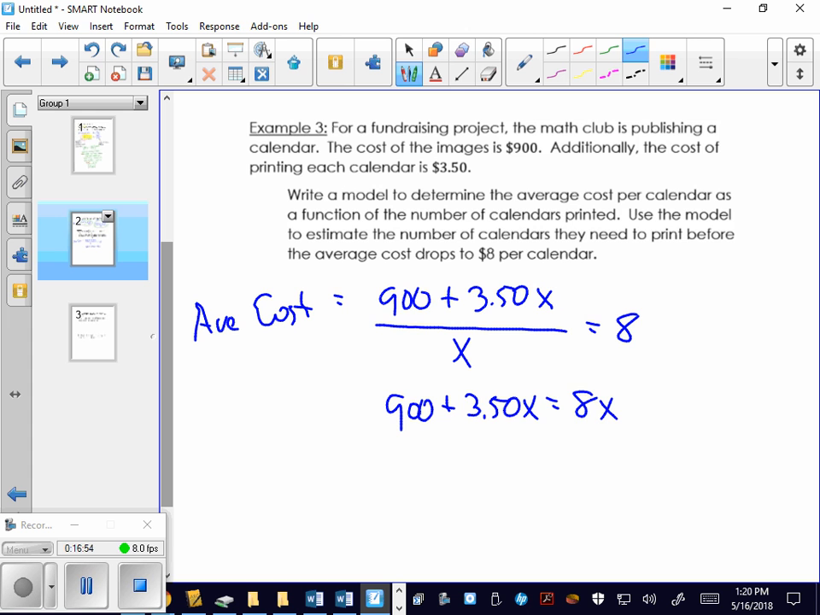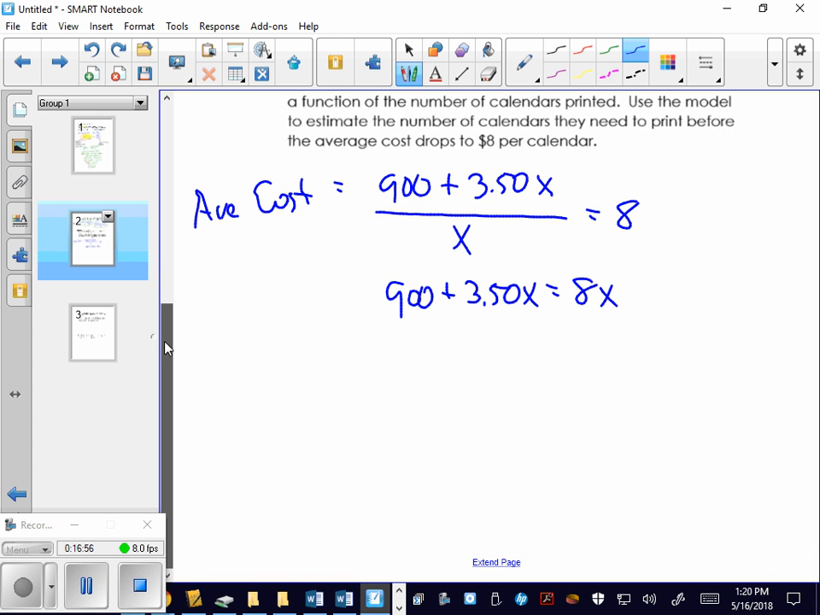And now we can simply solve for x. We can subtract 3.50x from both sides, and we'll get 900 equals 4.50x. And then to solve for x, we'll divide both sides by 4.50. And we will get 900 divided by 4.50. 4.50 goes into that 200 times. So it would take 200 calendars for us to get an average cost of $8 per calendar.